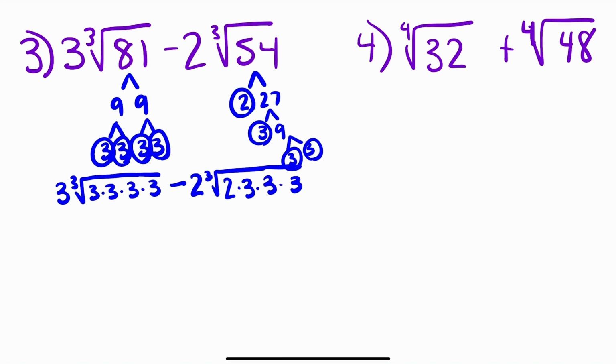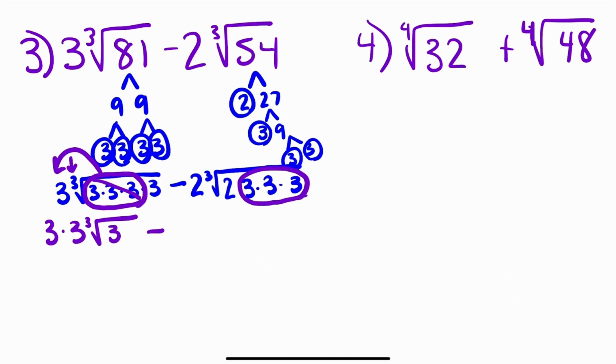All right, so since my index is 3, I need 3 of the same number to take 1 out. So I have 3 3s, so I'll take that out. So I have 3 times 3. Those are gone. Times the cube root of 3. Minus, I have 3 3s here. Take that out. 2 times 3. Those are gone. Times the cubed root of 2.